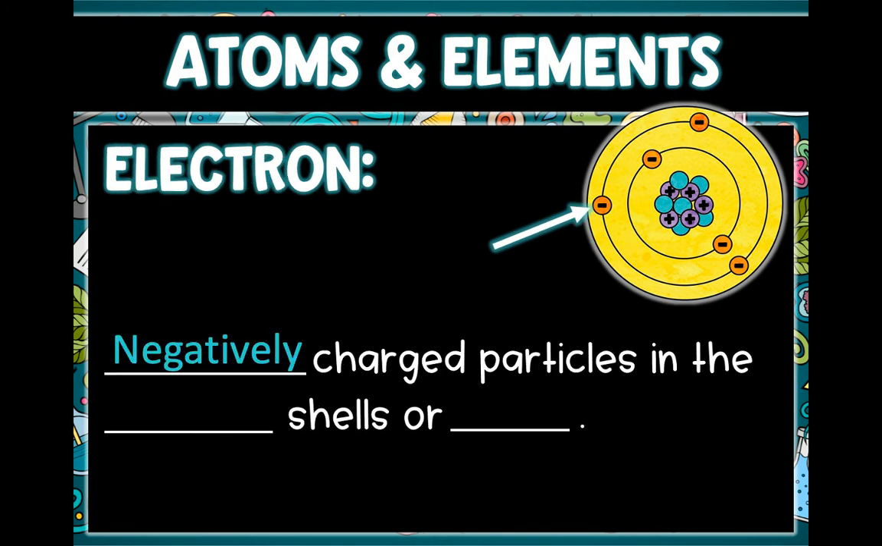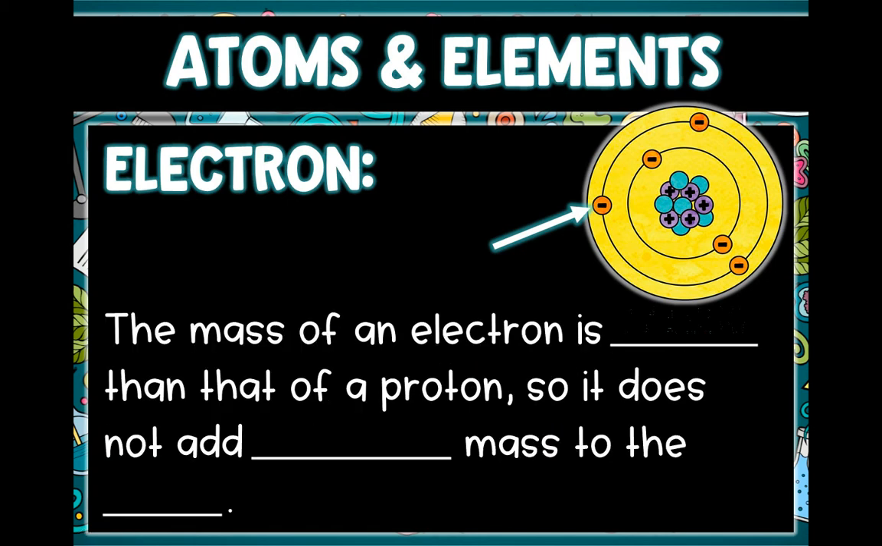Now, electrons are the next type of particle we're looking at. Electrons are the negatively charged particle in the electron shells or the levels. We even call those electron clouds sometimes. So electrons are negative. You can see that with a little negative sign on there, and they are really, really small.